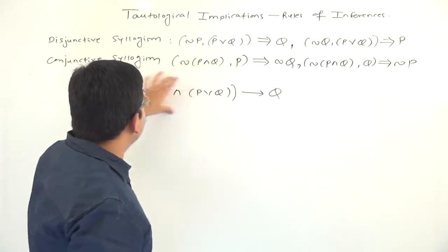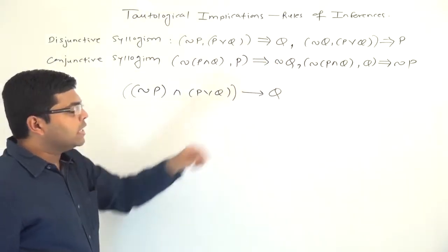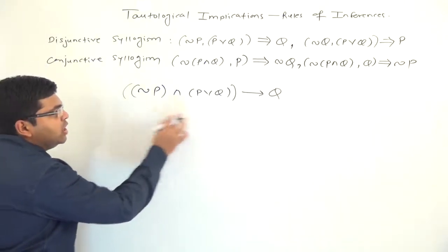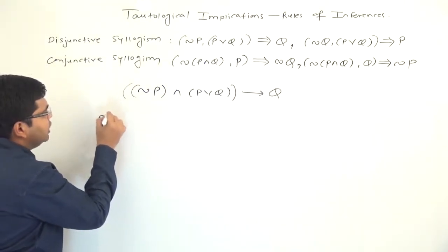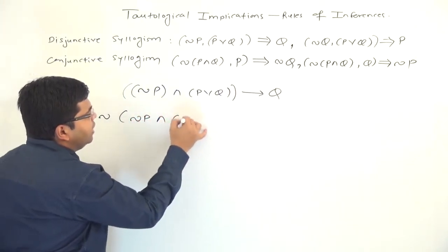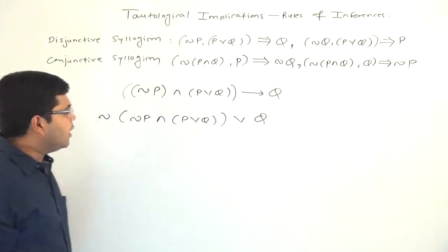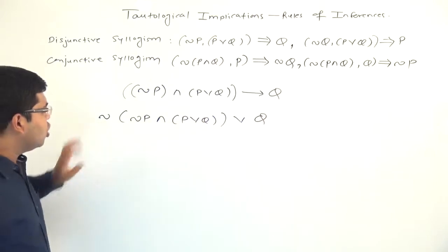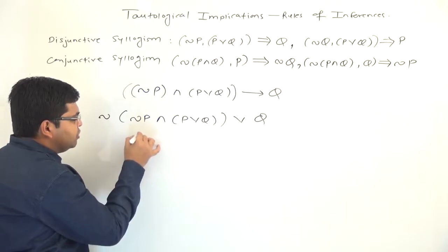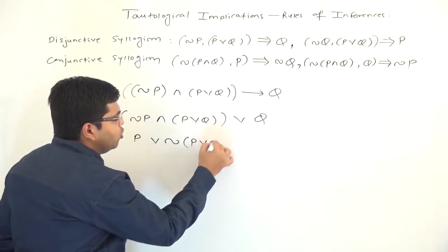Now in order to prove that this is a tautological implication, we need to prove that the implication is a tautology. So let us do that. We will apply the basic formula for implication, which is negation of this entire left hand side, that is negation of (negation of P and P or Q), or the right hand side, Q. Now here we will apply De Morgan's law, which gives P or negation of (P or Q).